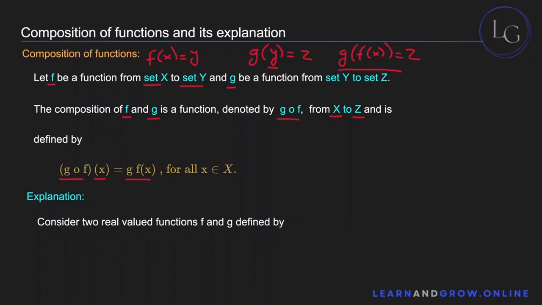So let's see the explanation. Let's consider two real valued functions f and g, right? F of x is equal to 2x plus 3. G of x is equal to x squared, right?